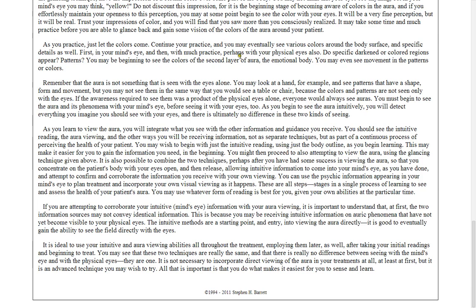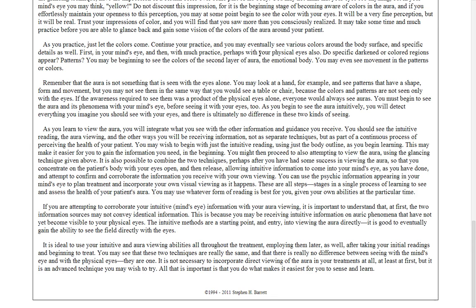Continue your practice and you may eventually see various colors around the body surface and specific details as well. First in your mind's eye, and then with much practice, perhaps with your physical eyes also. Do specific darkened or colored regions appear? Patterns? You may be beginning to see the colors of the second layer of the aura, the emotional body. You may even see movement in the patterns or colors.